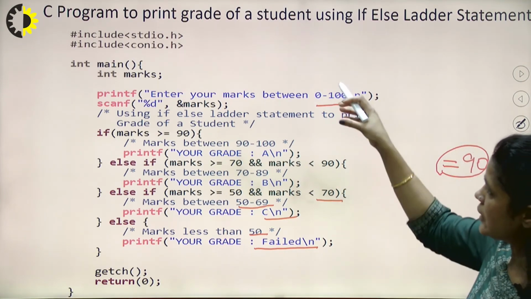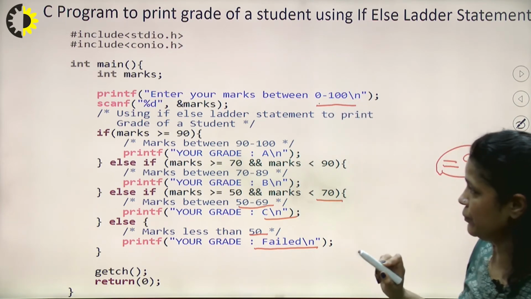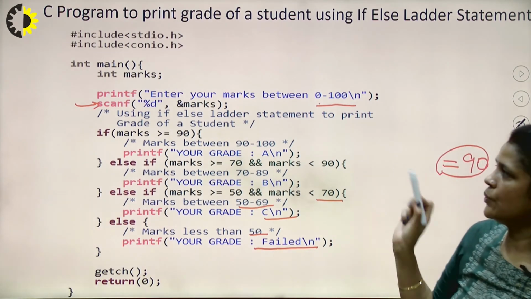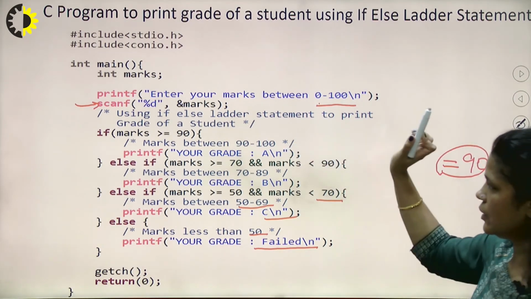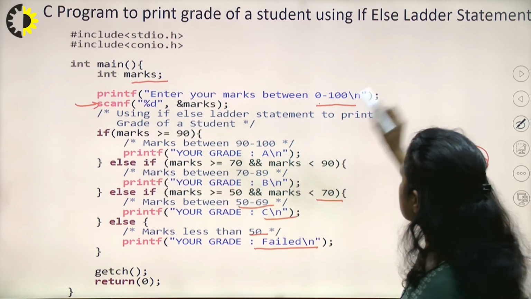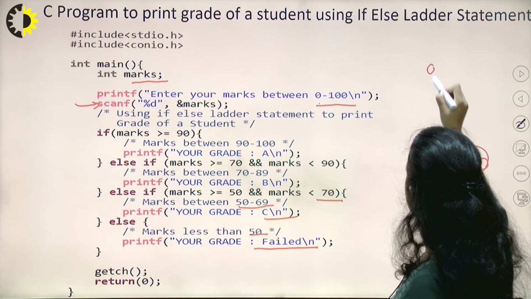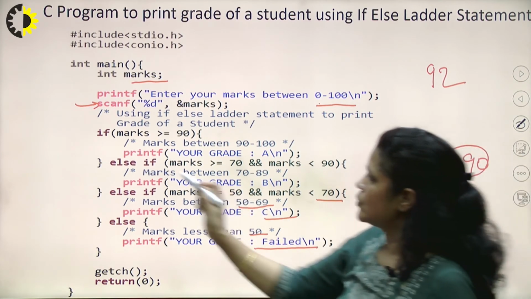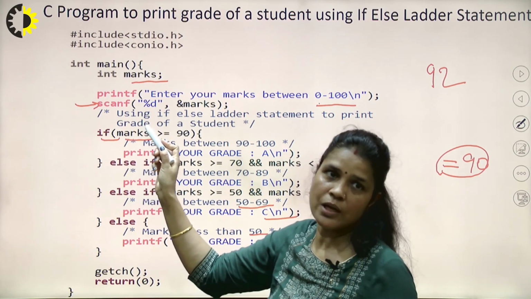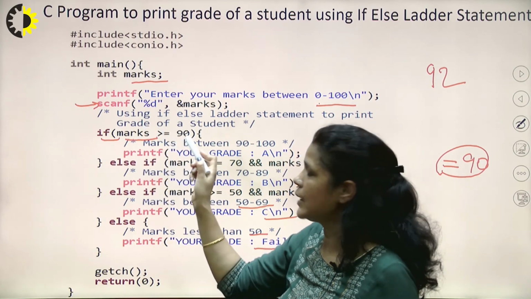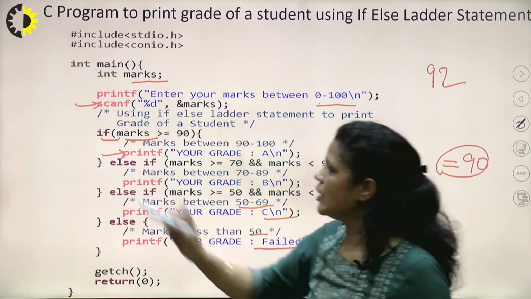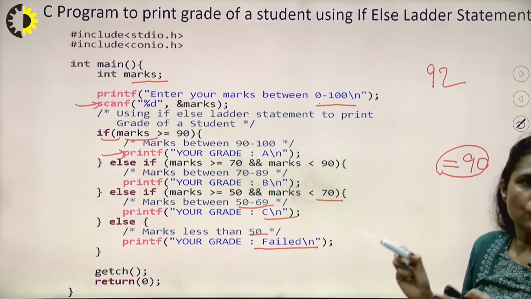So here a student is entering marks between 0 to 100. With the scanf statement, we can get the marks. The student is entering some marks, and marks is an integer type variable. Let's suppose the student entered 92. So we'll come here and we'll check marks. If we have 92 in this, then it is clearly greater than 90%. So this printf will work and we can write to the student, your grade is A.